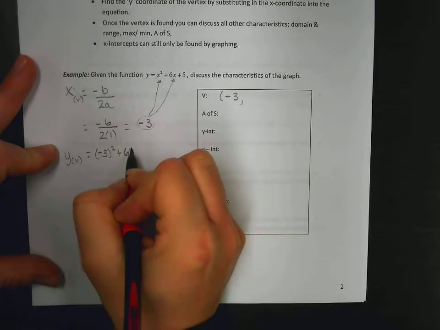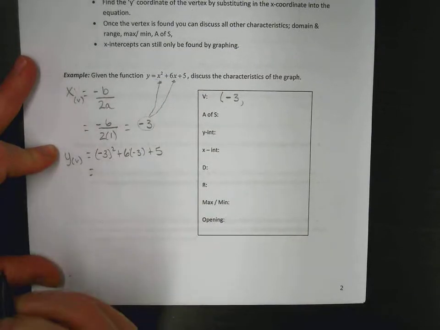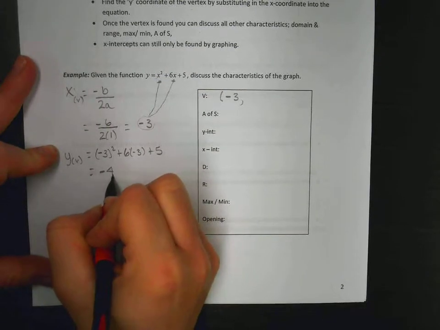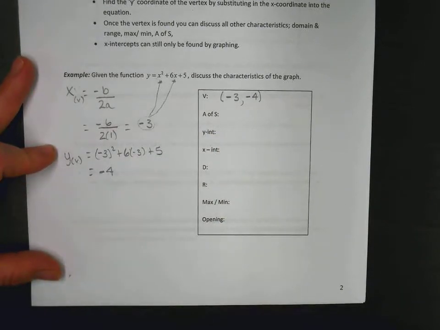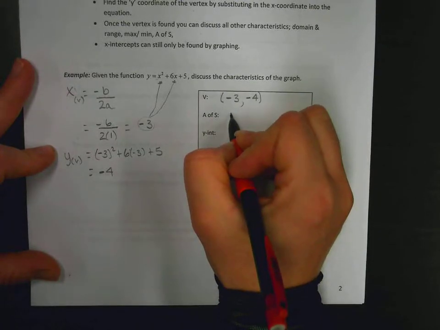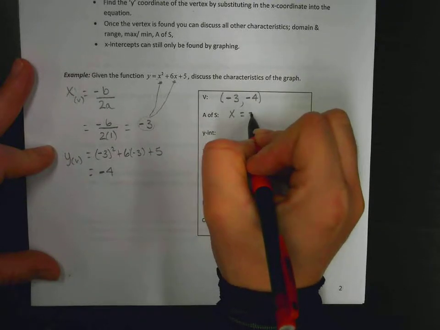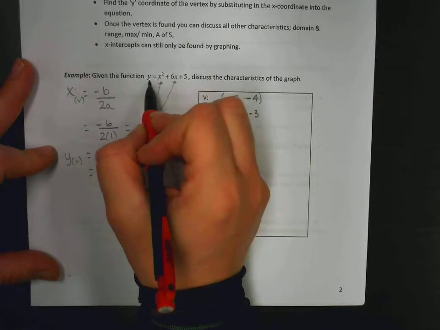So now that we have our vertex, remember, we can answer a lot of things on this graph. Our axis of symmetry is going to be x equals negative 3. Our y-intercept, well, we've also learned that when this is written in this form, the y-intercept is our c value of our function. So our y-intercept is going to be (0, 5).